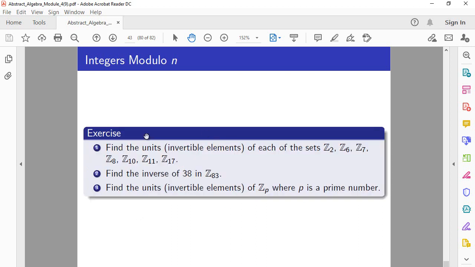Okay, so a set of exercises where you have to find the invertible elements of these sets. That is, you have to find Z2 star, Z6 star, and so on. You have to find the inverse of 38 in Z83. And also you have to find the units in Zp, where p is a prime number.